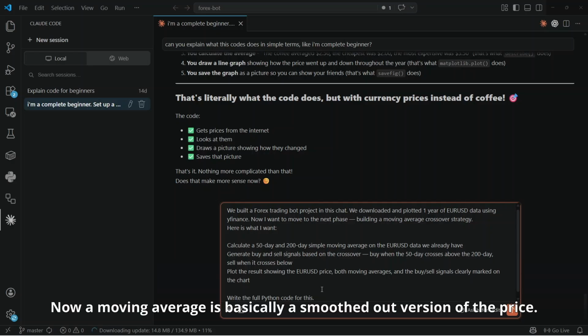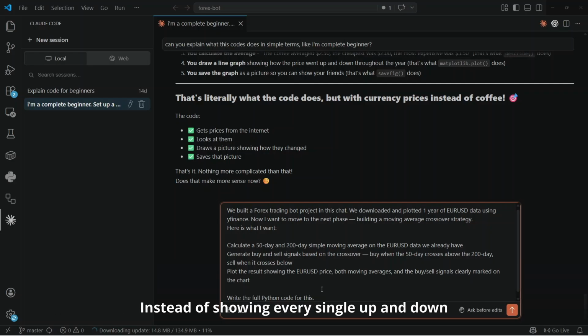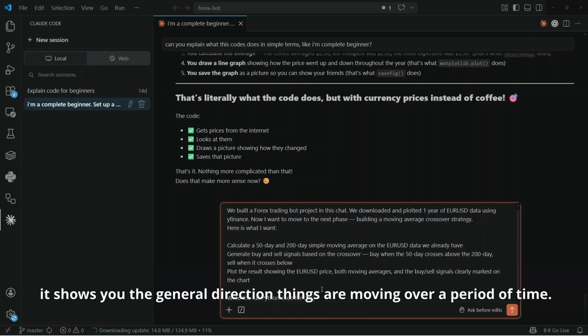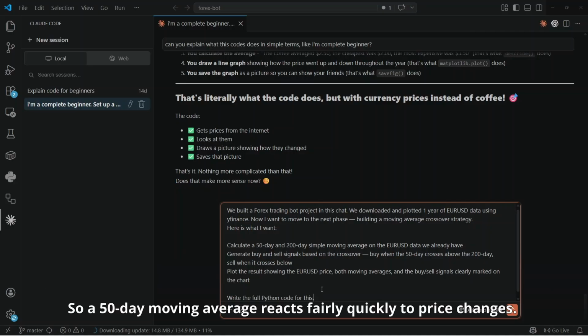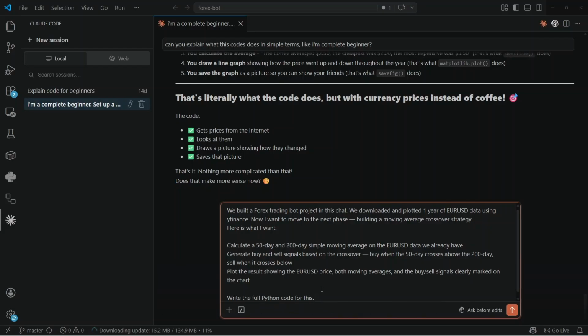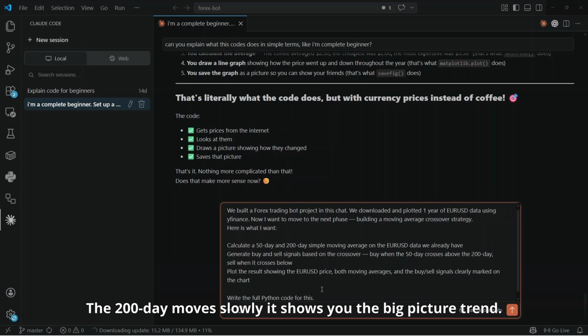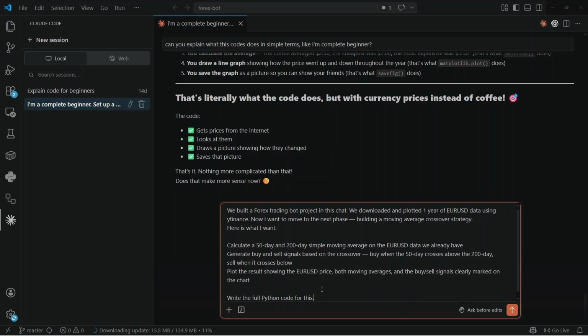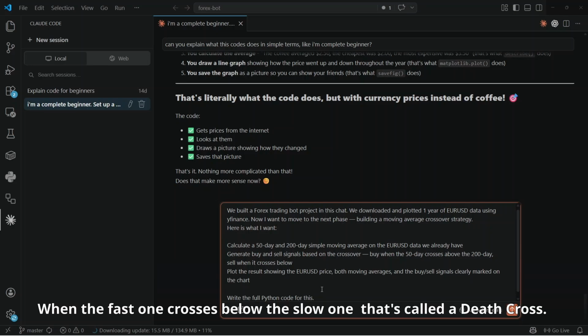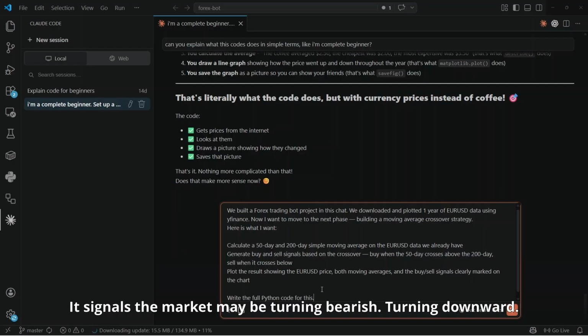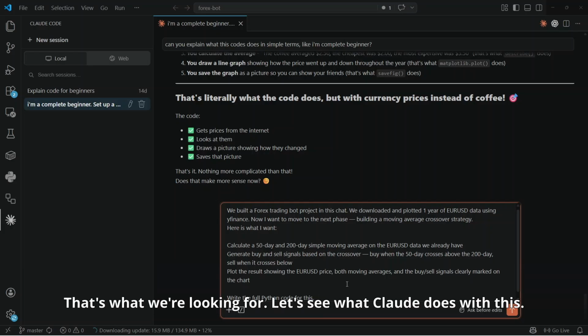Now, a moving average is basically a smoothed out version of the price. Instead of showing every single up and down, it shows you the general direction things are moving over a period of time. So, a 50-day moving average reacts fairly quickly to price changes. The 200-day moves slowly, it shows you the big picture trend. When the fast one crosses below the slow one, that's called a death cross. It signals the market may be turning bearish, turning downward. That's what we are looking for. Let's see what Claude does with this.